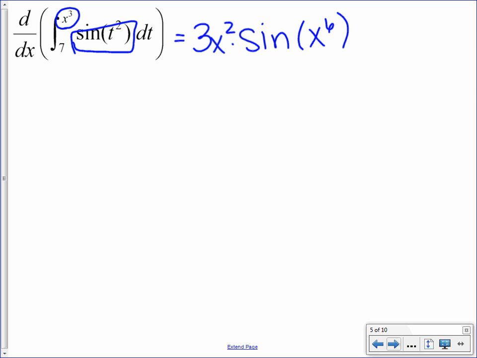Okay, anytime you're doing the second fundamental theorem of calculus, you're going forward and then backwards, or backwards and then forwards, however you want to think of it. We're always getting back to the same place.